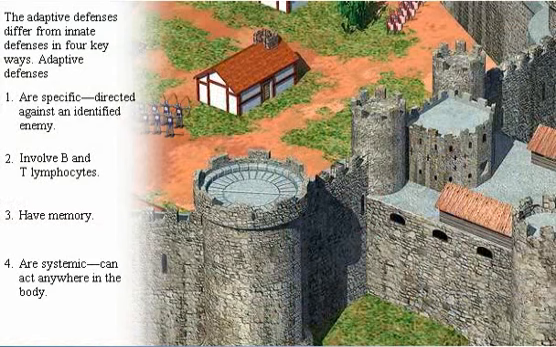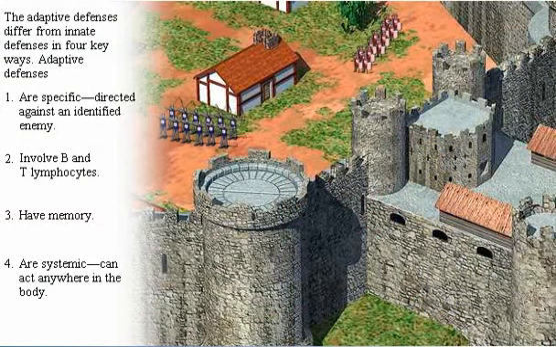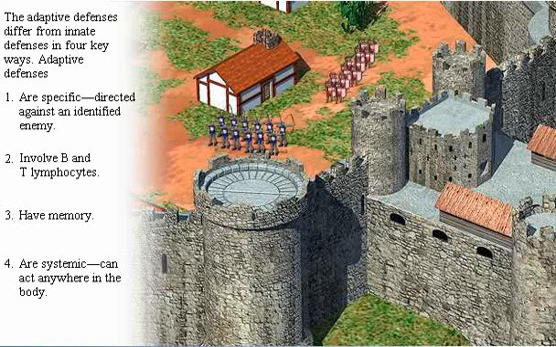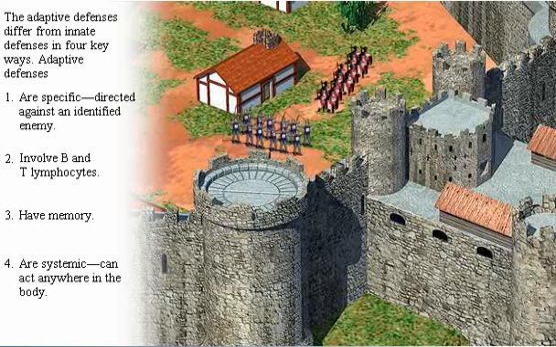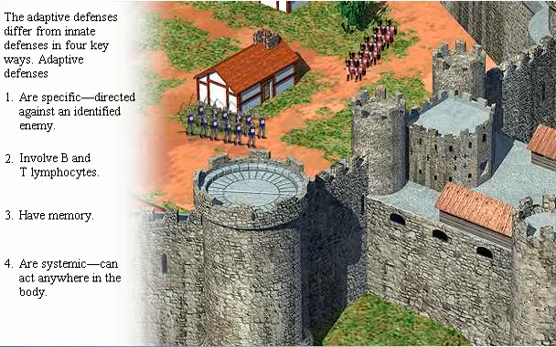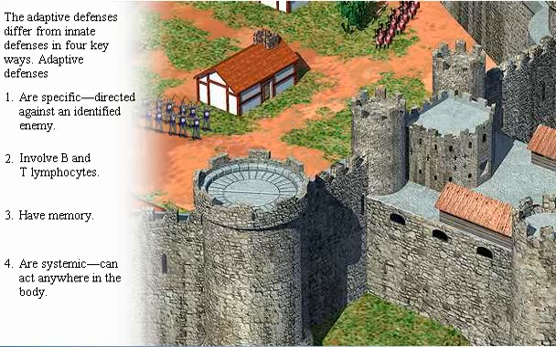Fourth, because lymphocytes move throughout the body on ceaseless patrol, adaptive immunity is able to react to an invasion anywhere in the body. In other words, adaptive defenses are systemic.